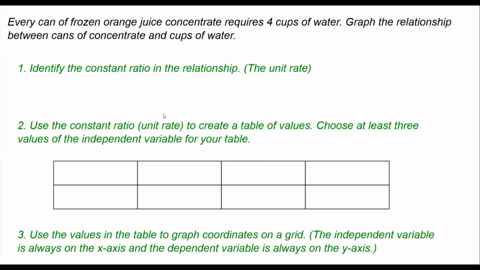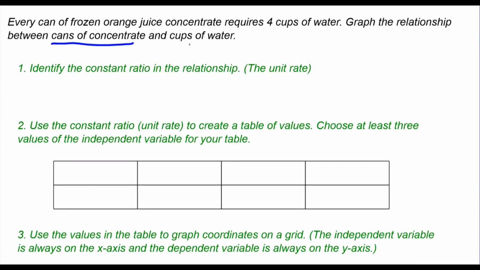So here we're going to start from scratch. All I have is a description. I'm not given a table and I'm not given a graph. So we're going to take a proportional relationship and turn it into a table and then turn it into a graph as well. It says every can of frozen orange juice concentrate requires 4 cups of water. Graph the relationship between cans of concentrate and cups of water.